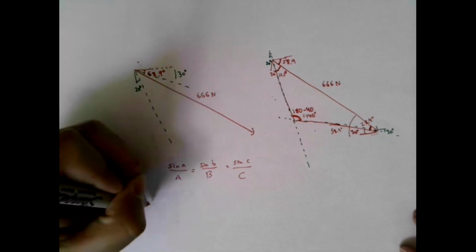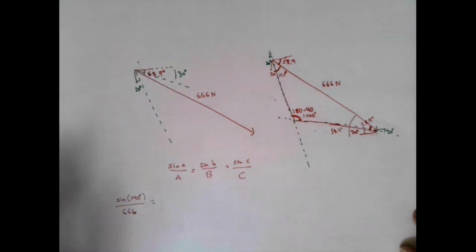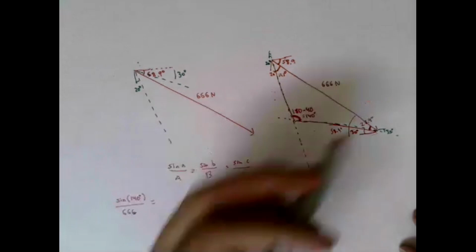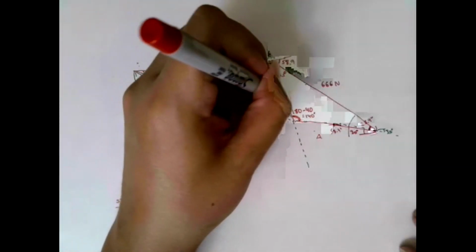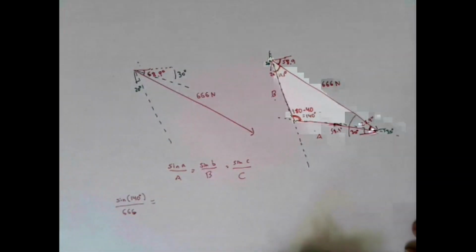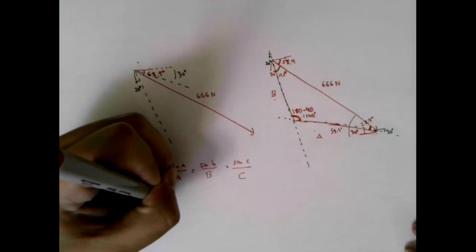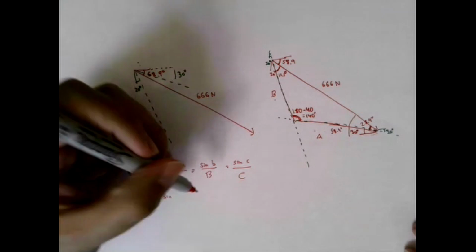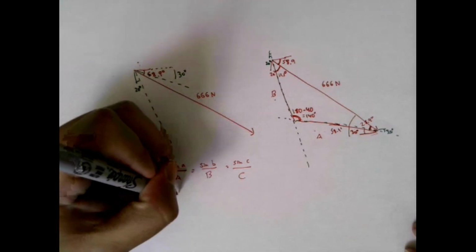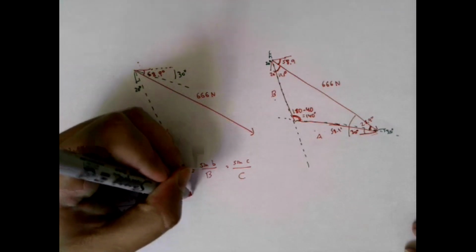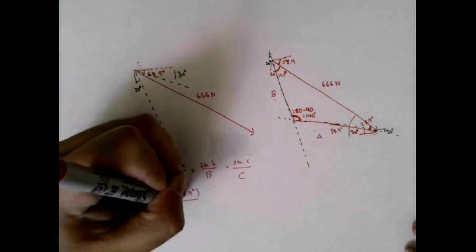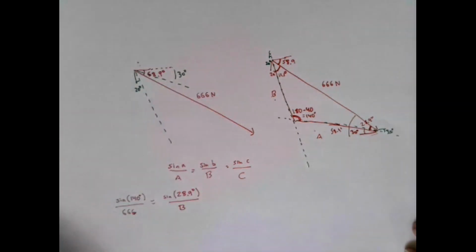I forgot which one we called A and B. I think this was A and this was B. Okay, let's find B. So sine of B is 28.9, sorry, 28.9, my handwriting's bad, and that's over B. So now we only have one variable to solve for.